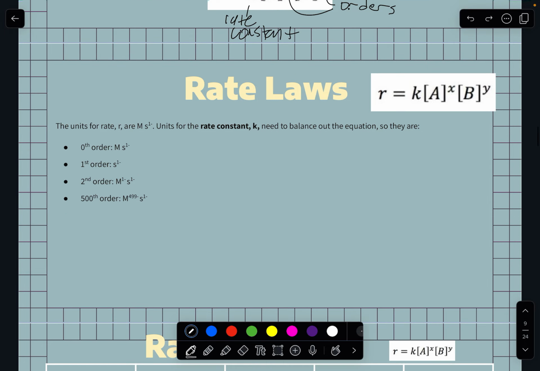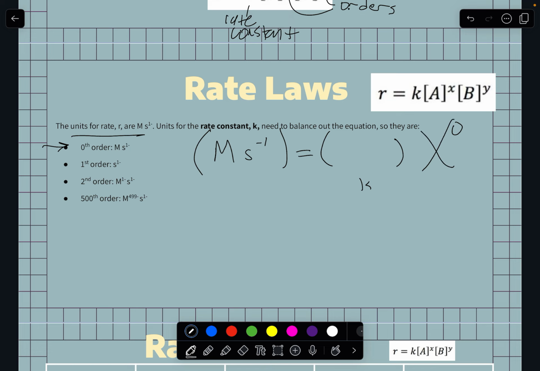Okay. So with our rate constant K, we need to figure out its units. The units aren't set for this. The units for our rate are molarity per second. Okay, so we have a molarity per second is equal to some units for K, and then whatever else we have. Right, so if it's 0th order, that means we have something here to the 0th power. So essentially it's not there, right? So anything to the 0th power is 1. So at 0th order, the units for K is going to be the units for rate. It's molar per second.